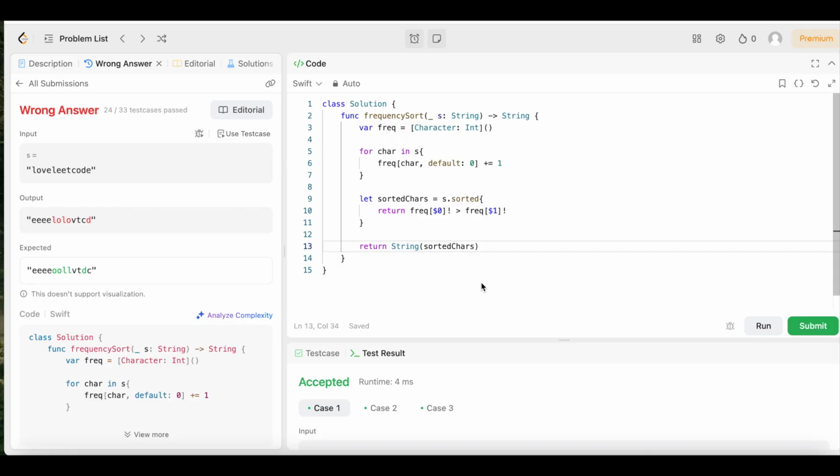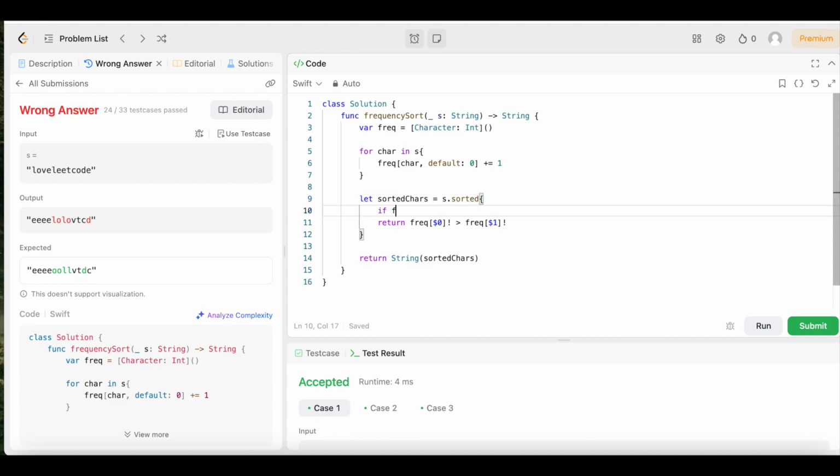Oh, we got the wrong answer. Because as you can see right here, it says we can't return it like this. All of the characters have to be lumped together. So let's see if we can do it like this. Let's see if this works, y'all.